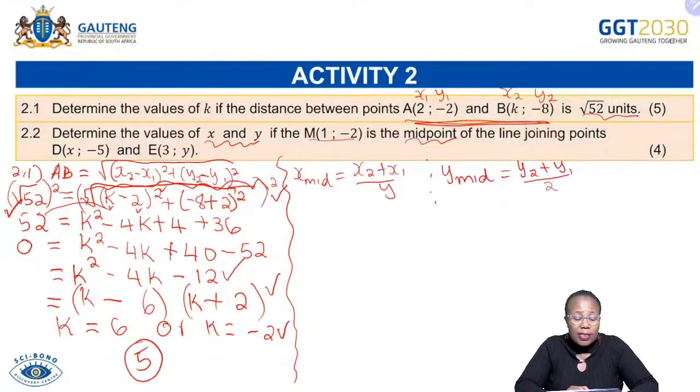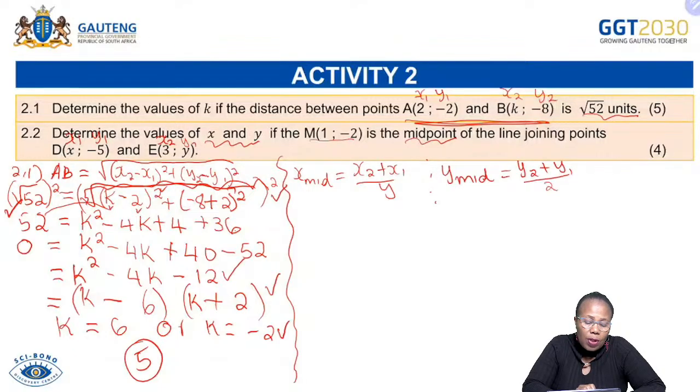And then now you can start with your substitution now. This one will be your x1 and y1, and then x2 and your y2 there. Let's substitute. And this one will be your x mid and your y mid, because they said it's a midpoint, right? Right. X mid is 1, x2 is 3, plus x1, that is plus x, over 2.